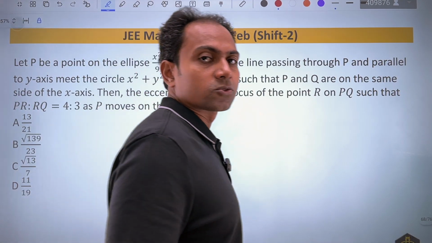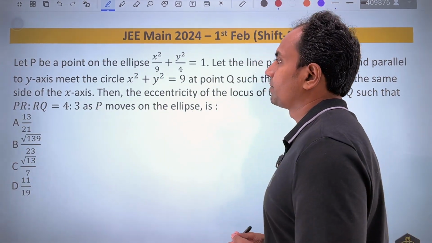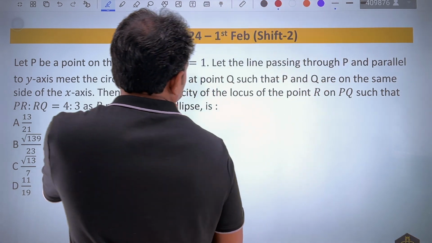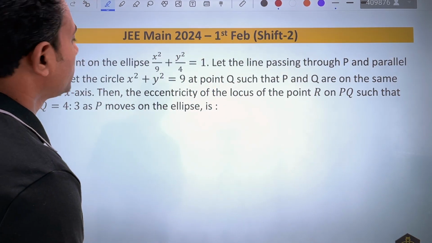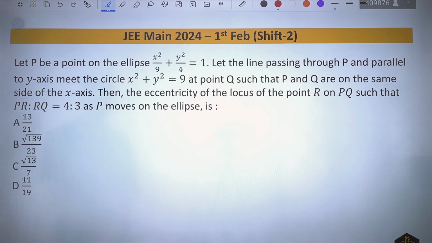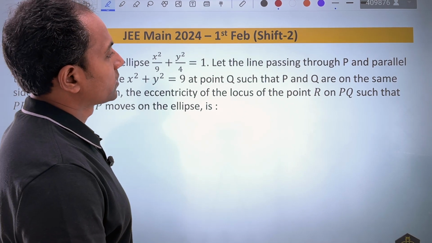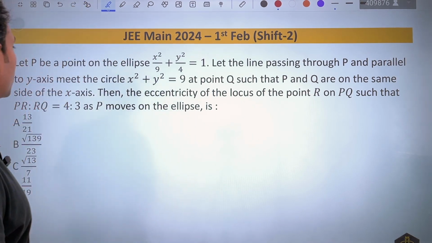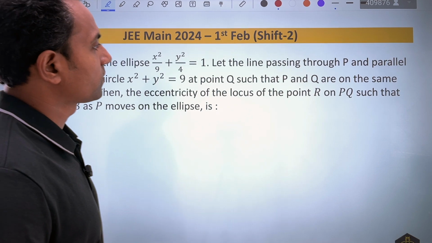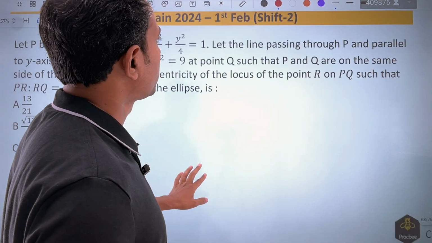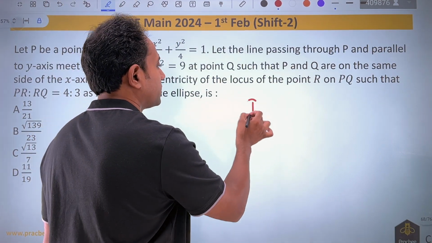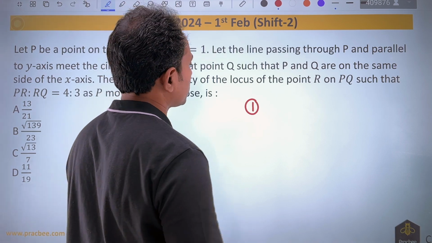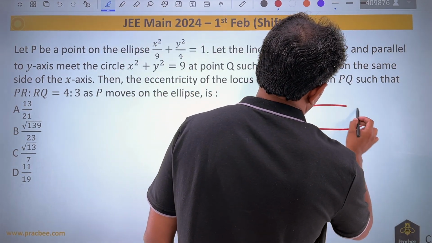If I move forward with this 2024 question, it says that let P be a point on this ellipse and let the line passing through P parallel to the y-axis meet the circle at point Q. Then P and Q are on the same side of the x-axis. Find the eccentricity of the locus of R. Now you can see that there are multiple things happening in this question, at least 3 different things. The first part is with respect to an ellipse. So let us draw the ellipse.